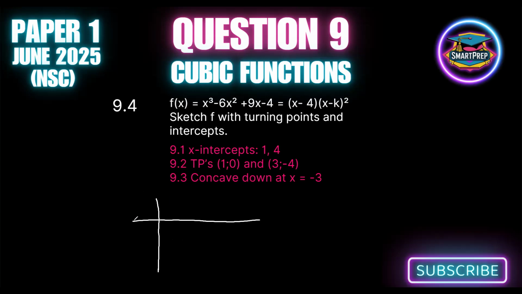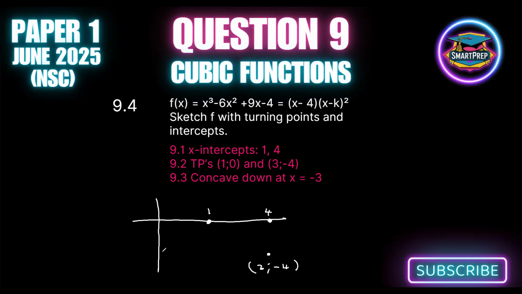Okay, so we have it at 1. And remember, it's x minus 1 squared. So there are 2 here. So basically what it means is it touches the x-intercept at 1. It doesn't go through. And then the other one is at 4. Okay, now we got our turning points at 1 and 0 there. And then the other one at 3 and negative 4. So that would be down here, right? And negative 4.